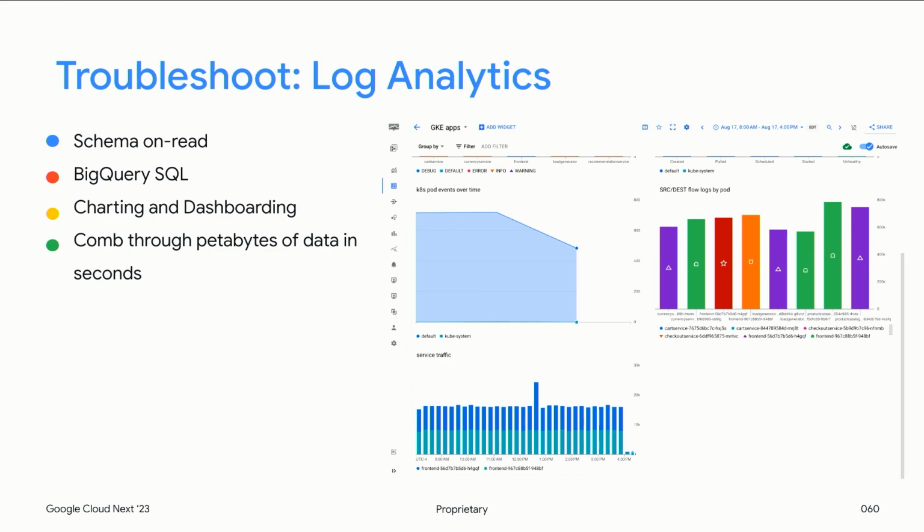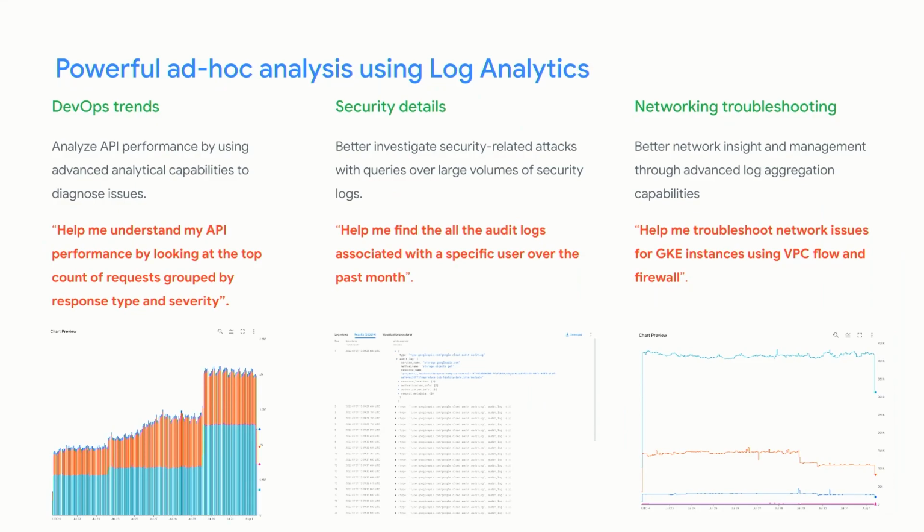An excellent use case of this would be, say for example, you want to find out DevOps trends. Help me understand my API performance by looking at the top count of requests grouped by response type and severity. It would take you 3 to 5 steps to do this in another tool. With SQL, it's just one query and you're able to get to root cause faster.